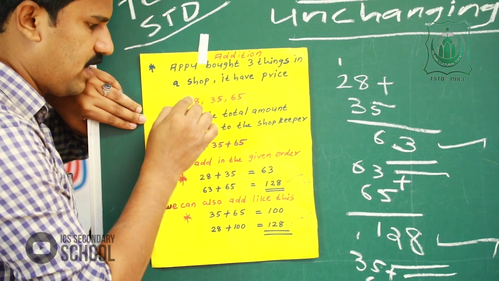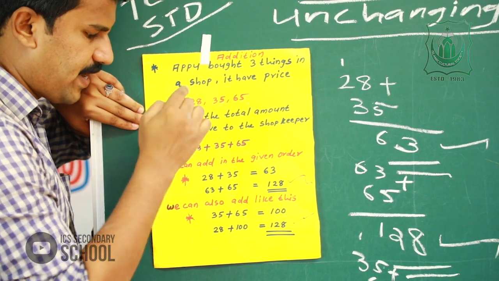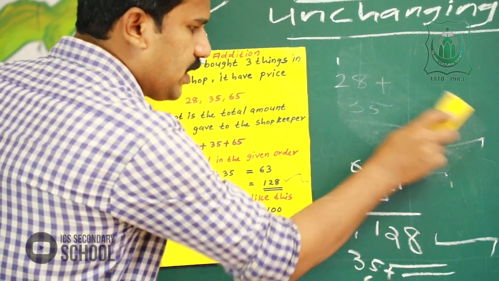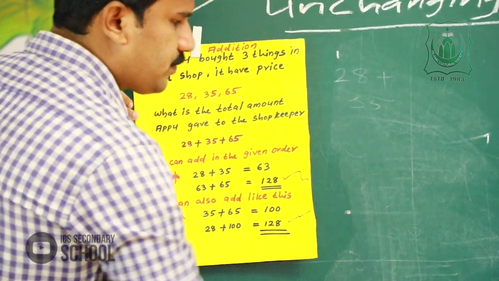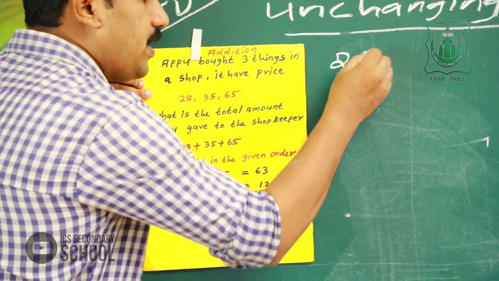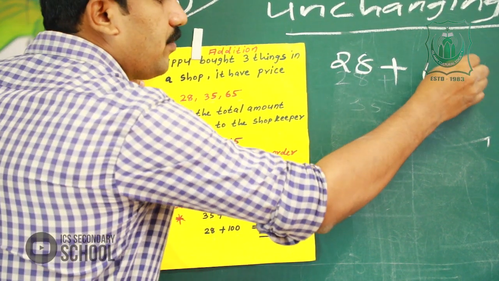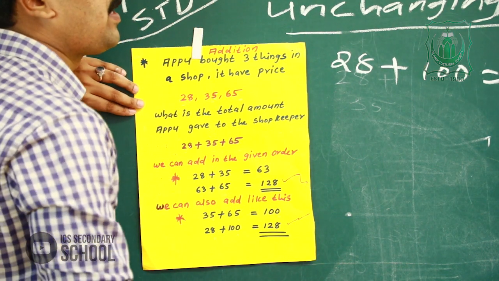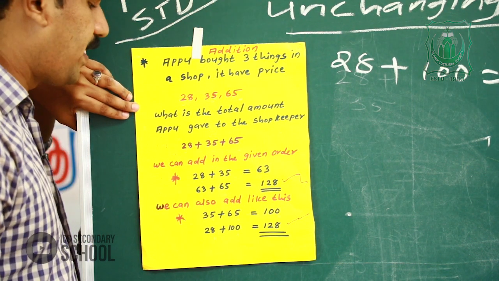Then the remaining number, that is 28, is added to this 100. 28 plus 100. We got the answer 128. 28 plus 100, that is 128.